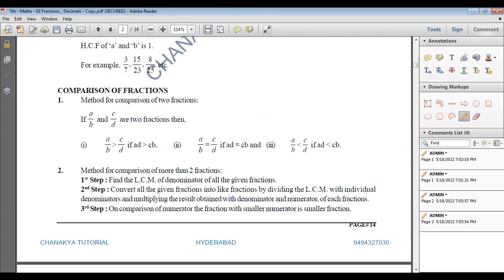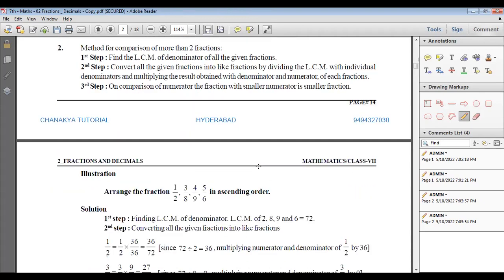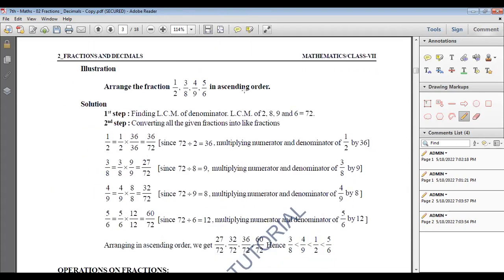Not only this, comparison of fractions: we know very well how to do it by cross multiplication. Another way is to make them like fractions, then you can compare easily. That is one way. And you can also arrange them in ascending order and descending order.